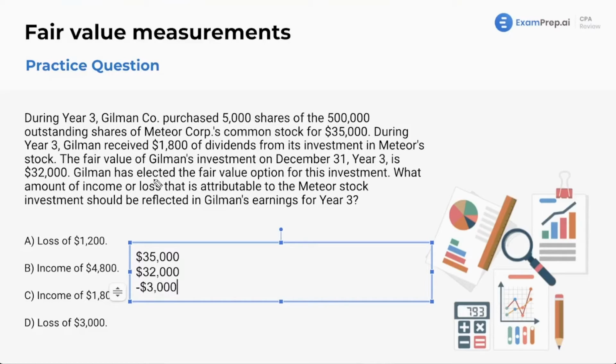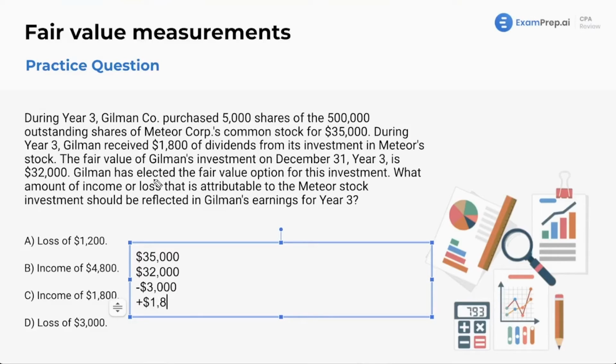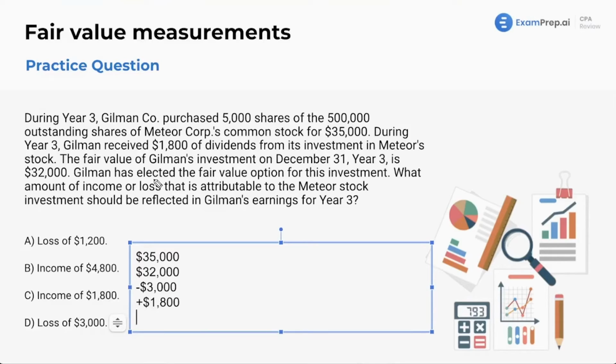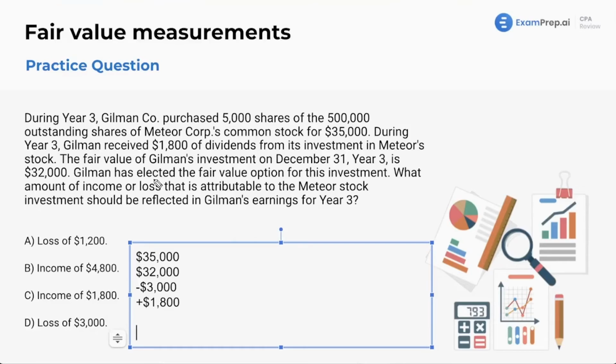However, we're not done yet, because we also received dividends. Now, yes, we're down $3,000, but these are locked-in gains because we received this already. So we're actually going to add $1,800 to our losses, which now it's not really a $3,000 loss. If we net these together, it's actually only a $1,200 loss. And that's our final answer here. That's what we're going to have.